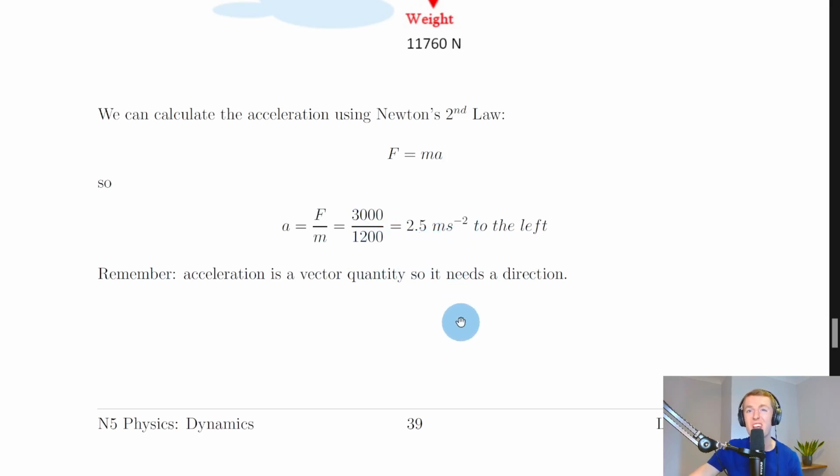Now remember, acceleration is a vector quantity, so we want to state a direction with the final answer. So we've got to the left here as our direction, because that's the direction that the unbalanced force was moving in. So lastly, I've just put here, remember, acceleration is a vector quantity, so it needs a direction.